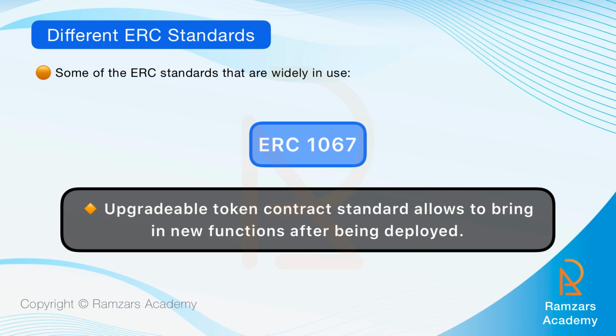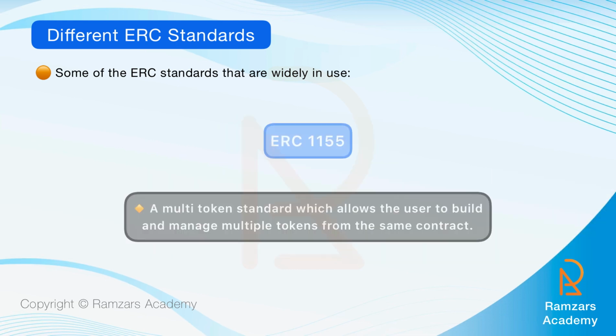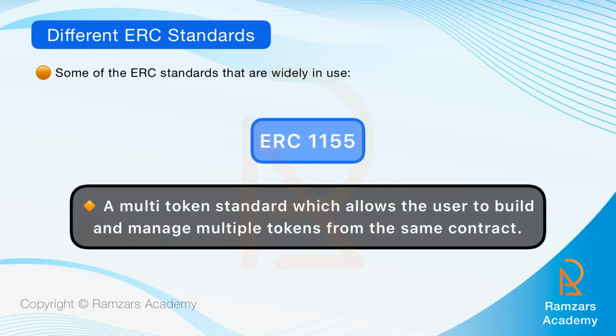contract after being deployed. This somewhat solves the problem with the rigid and inflexible nature of smart contracts by providing flexible updates. Another popular standard is the ERC 1155. It is a multi-token standard, which allows the user to create and manage multiple tokens with different functionalities under a smart contract, allowing easy deployment as well as maintenance of the tokens. We will cover more on it in this section.